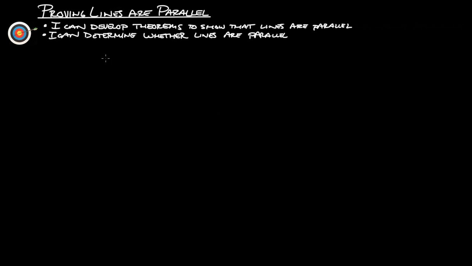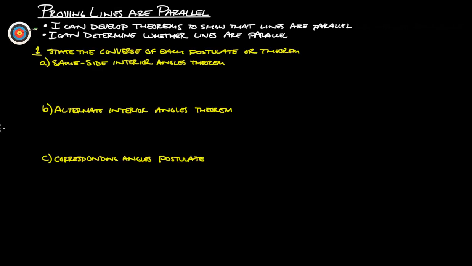I'm going to take you through the notes on proving lines are parallel. At the end of this, you should be able to say I can develop theorems to show that lines are parallel, and I can determine whether lines are parallel. Okay, so first thing we're going to do is look at number 1, and that says state the converse of each postulate or theorem. Same side interior angles theorem, alternate interior angles theorem, and corresponding angles postulate.